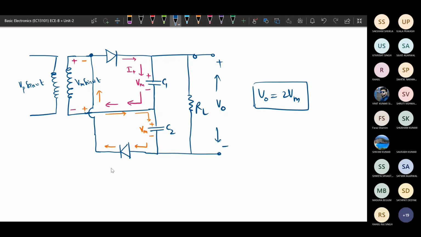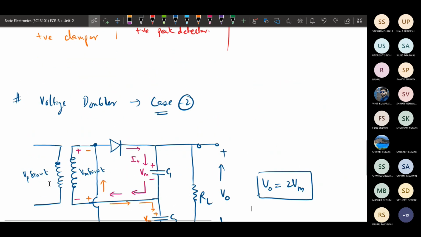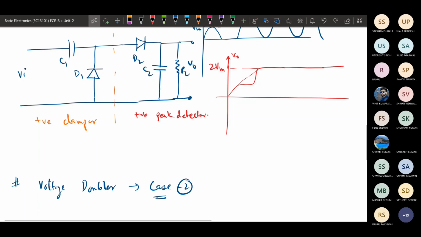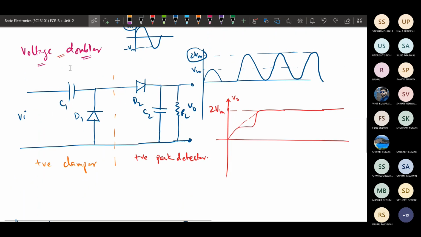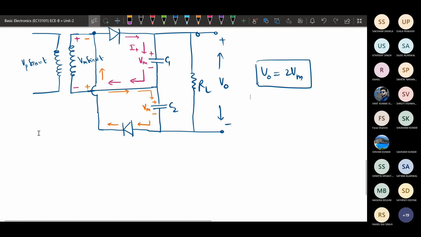Okay, so this is all about the voltage doubler, or you can call it a voltage multiplier circuit. We have multiplied by 2. Whatever input we are providing, we are multiplying by 2. So there are two methods that we can use to get the voltage doubler circuit. One is a positive clamper and then a positive peak detector. Another one is the transformer case or rectifier case. We are going to use the case of a rectifier. Okay.